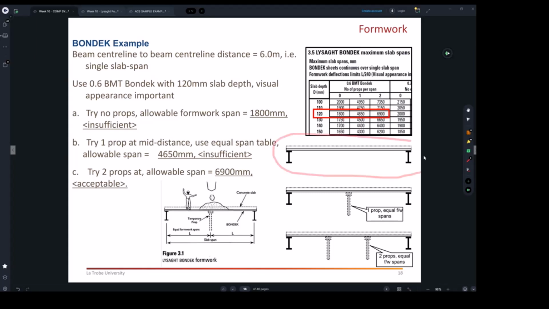This is the single span we want to build. If we need a prop, we have to put something like this. If we need 2 props, we have to put 2 props like this. As I said, they have to be equally spaced under the span.